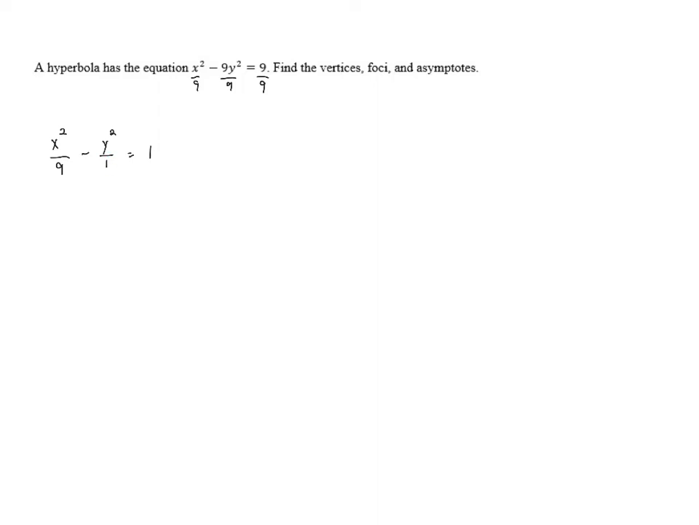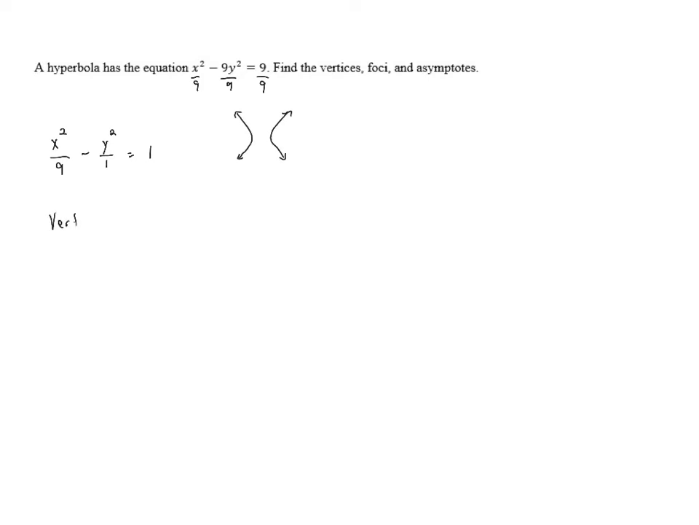You don't actually have to write y squared over 1. You can just write y squared, but I'm going to write it like this because it'll be a little bit more clear when we're looking for the vertices, the foci, and the asymptotes. So because the x squared term is the one that's positive, we know that this is going to be a hyperbola that opens horizontally. And we have information on where the vertices, the foci, and the asymptotes should come from.